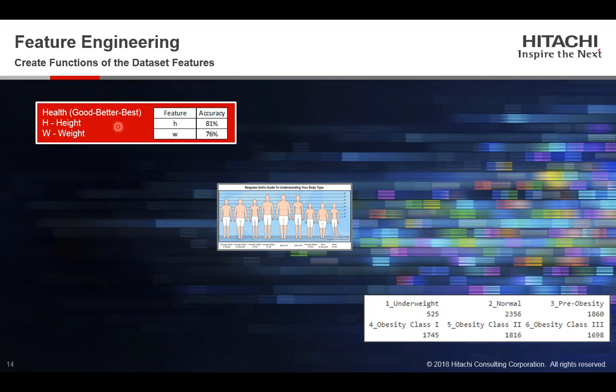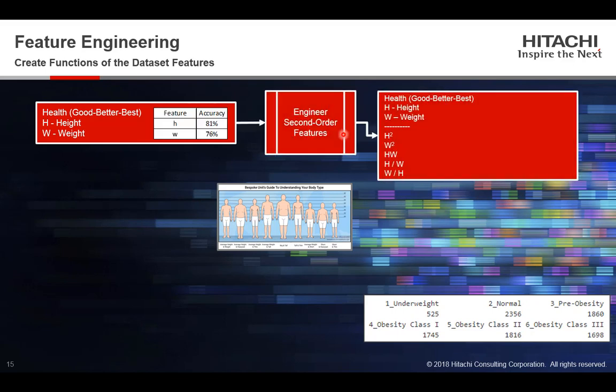Now, if I calculate the area under the curve for height and weight, which I would have done in anticipation of this calculation, as part of my feature engineering, you would find that the area under the curve for height alone is 81% and for weight is 76%. So we haven't done anything to help ourselves with this calculation. So we have to calculate some more features.